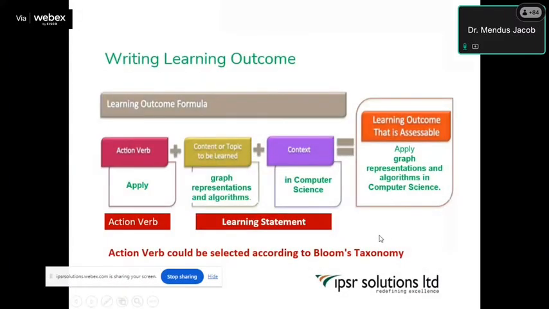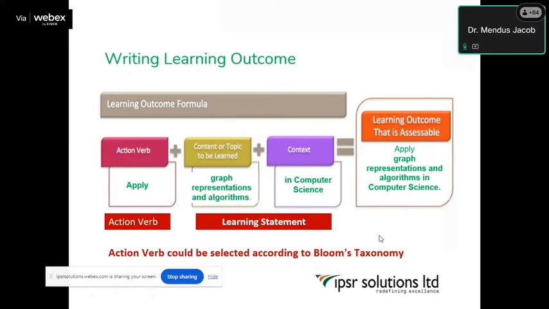Just to give you an example, this is the template for writing the course outcomes. You have to start with the action verb, the content or topic to be learned, and the context. This is a course outcome of one of my courses, graph theory. I'm teaching graph theory for computer science students. So this is one of my COs.